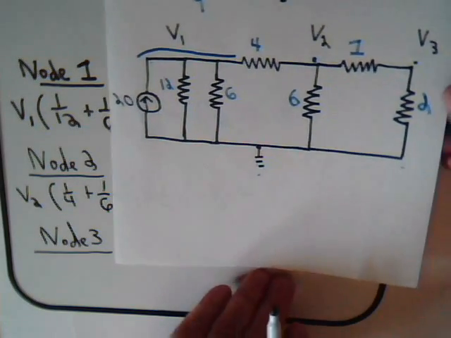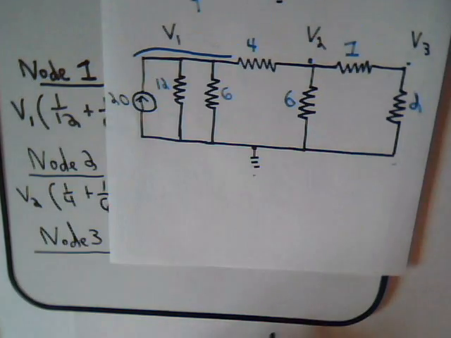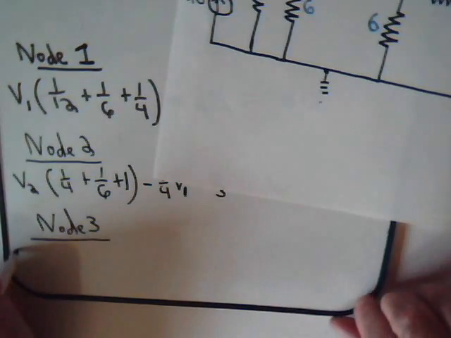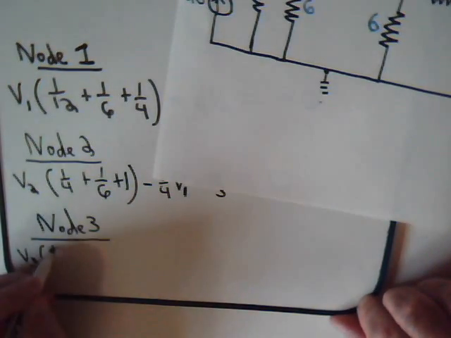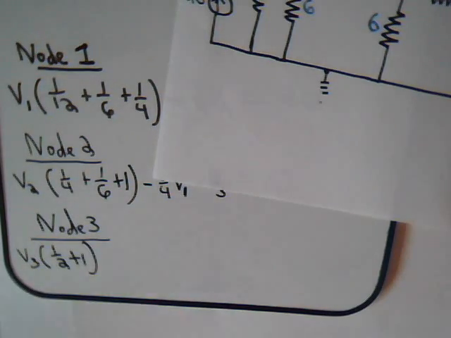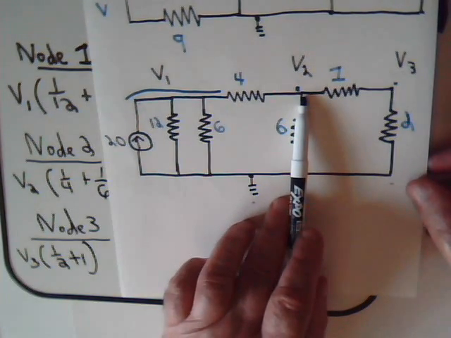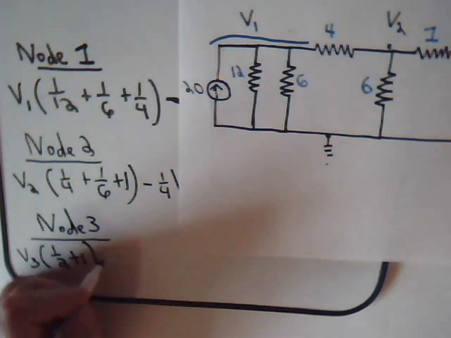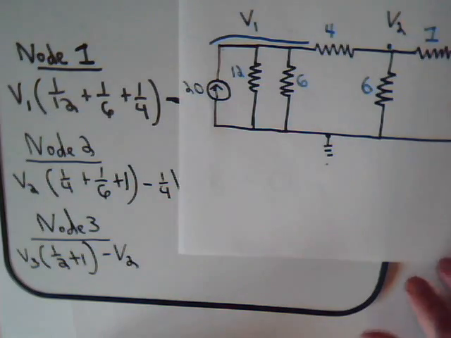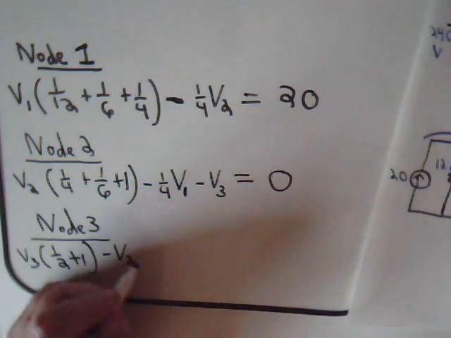Here we have this resistor and this resistor, so you have V3 times 1 over 2 plus 1. So V3, 1 over 2 plus 1. And for this resistor, this end of it is at potential V2, so we have minus V2. And there's no designated current source for this node, so this is set equal to 0.